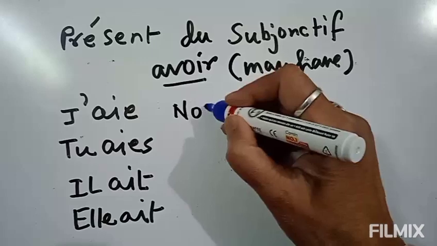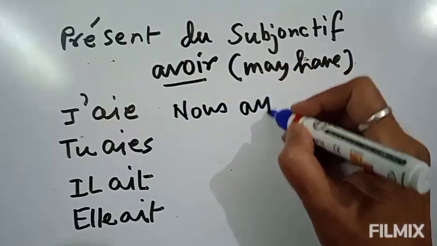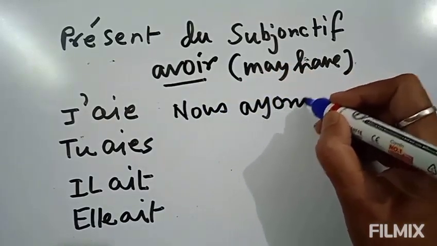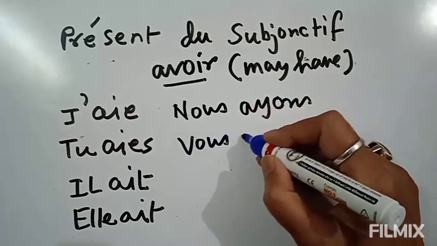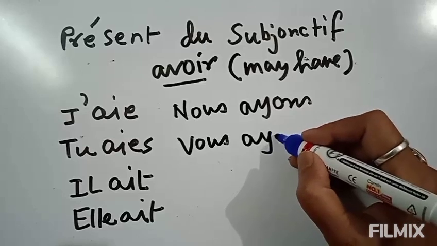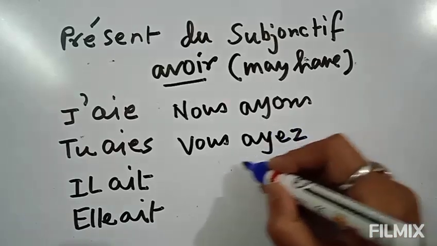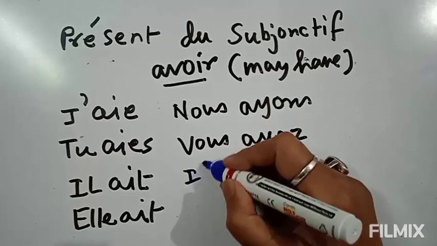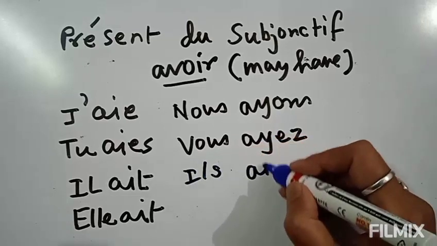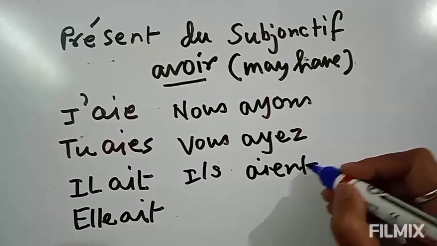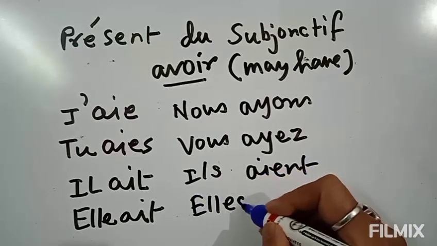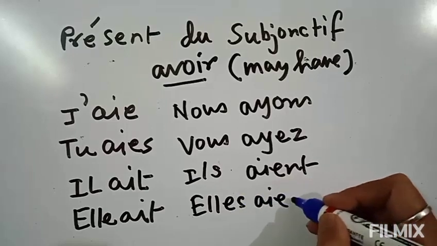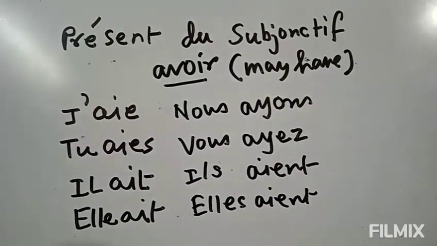Now the plural I am showing you. Nous ayons, A, Y, O, N, S. Nous ayons. Pronunciation, nous ayons. Vous ayez, A, Y, E, Z. Ils aient, A, I, E, N, T. Ils aient, elles aient. These are the total forms of the verb avoir.